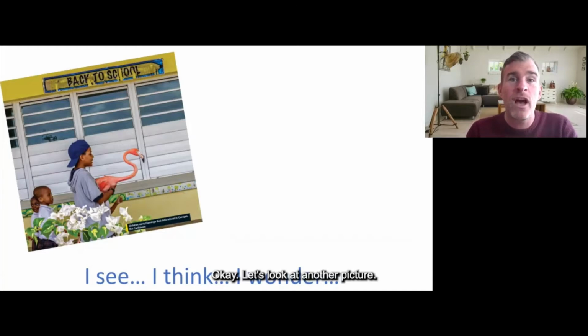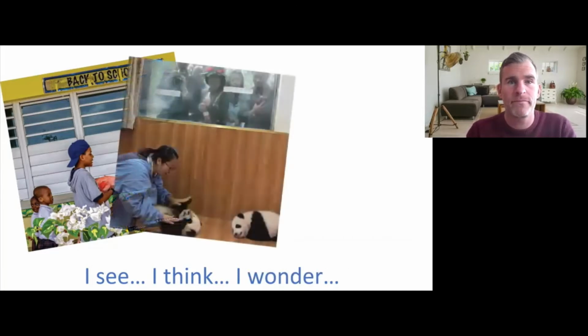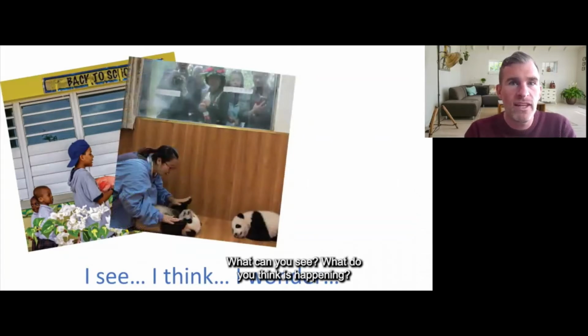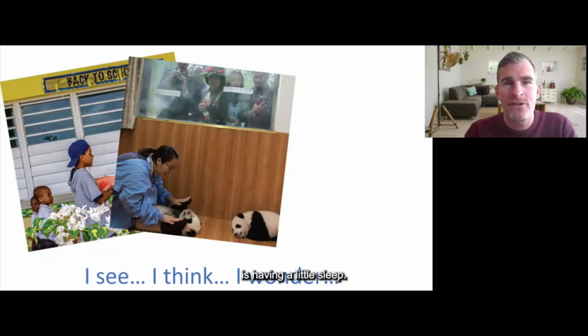Okay, let's look at another picture. What can you see? What do you think is happening? And what do you wonder about this photo? Well, in the foreground, I can see a woman who is playing with 2 baby pandas that look very, very cute. It looks like the one on the left is having lots of fun, and the one on the right is having a little sleep.